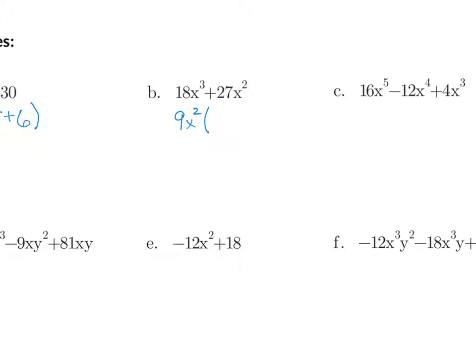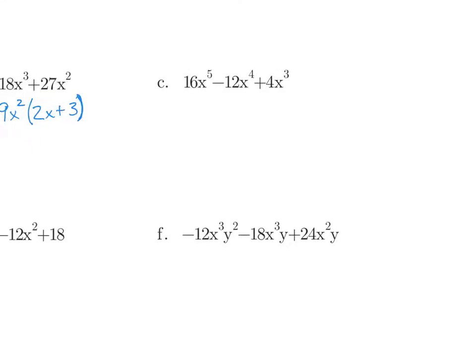I'm going to write that to the left of a set of parentheses. And then now I want to divide each term by 9x squared. So 18 divided by 9 is 2. X cubed, if I take away x squared from that, I am left with x. And then my second term, if we divide by 9x squared, we get 27 divided by 9 is 3. And my x squareds cancel, meaning that I have no more x's inside my parentheses in that term. And so we are done. All right, let's look at example C.